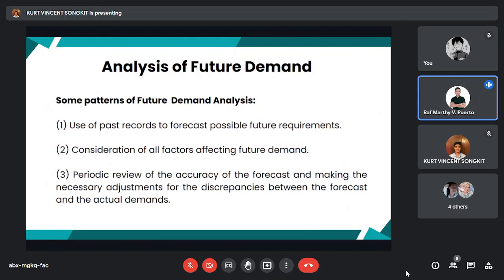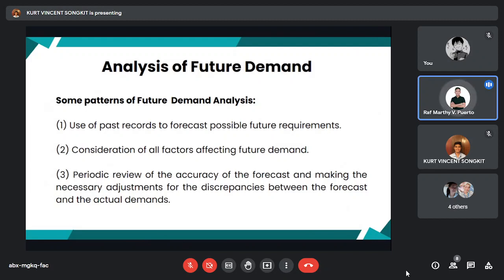There is no definite pattern of analysis available for industry in general, but any pattern followed must depend upon the following. First, the use of past records to forecast possible future requirements. As I said earlier, we should take into account the past records so that we can reflect those data in the future analysis of the demand, or the demand forecasting.